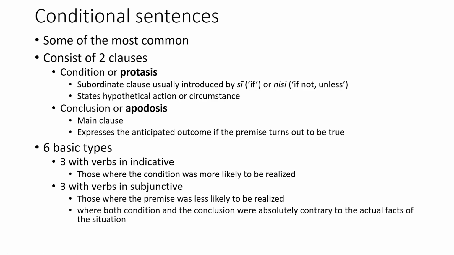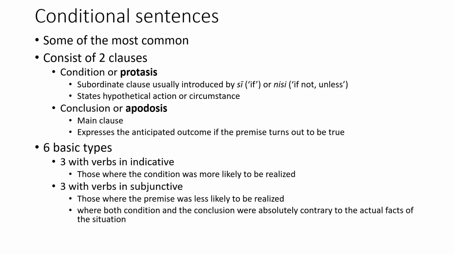Conditional sentences are some of the most common sentences in Latin. They consist of two clauses. The first is the condition, or protasis. This is a subordinate clause, usually introduced by si, which means if, or nisi, which means if not or unless. It states a hypothetical action or circumstance that affects the outcome of the main clause. The main clause is called the apodosis and is the conclusion of the conditional. It expresses the anticipated outcome if the premise in the protasis turns out to be true.